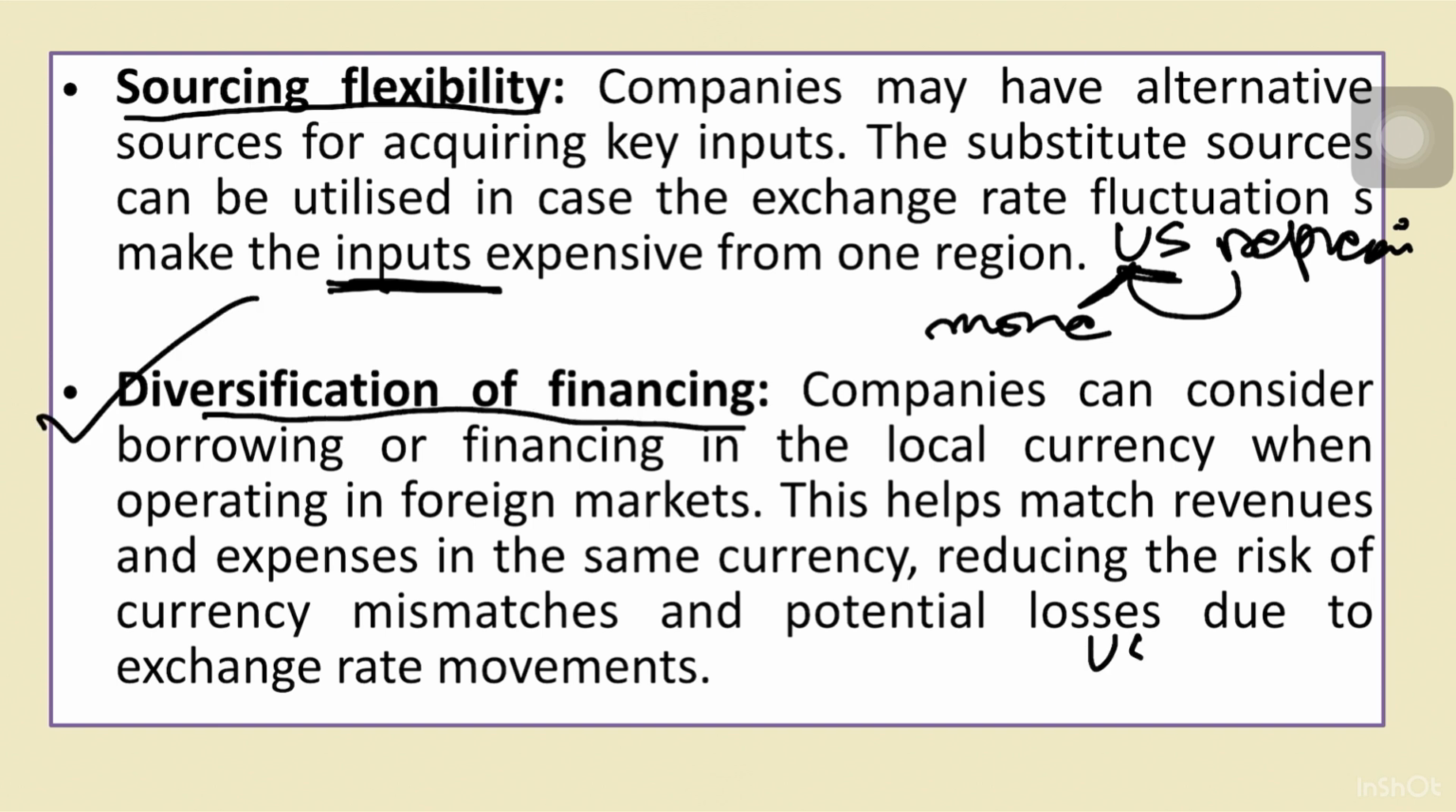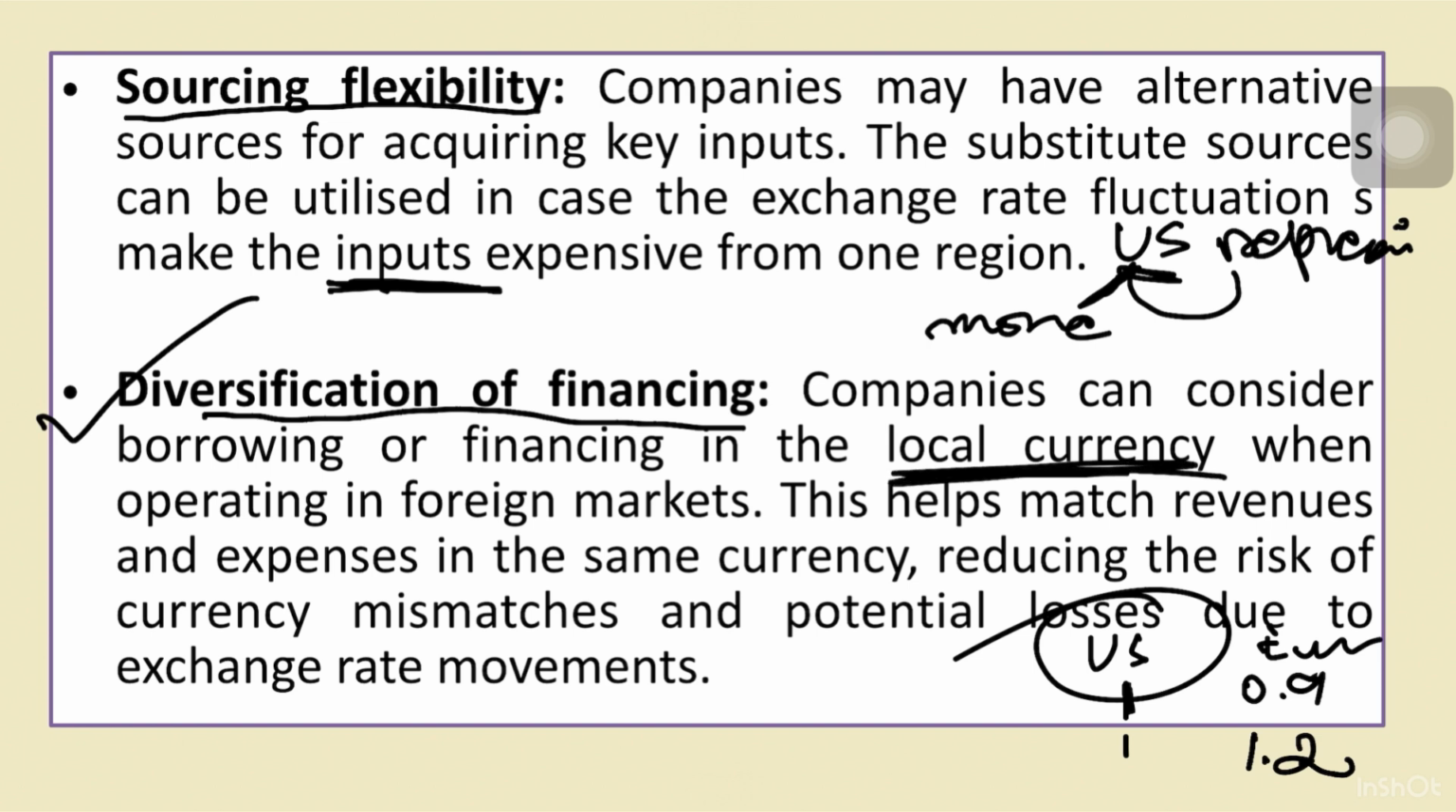And the last strategy under this operational strategy is diversification of financing. We saw that one US dollar was earlier equal to how much? 0.9 euro. And now the same US dollar is for 1.2 euros. Okay, so in this case, what this company can do is that it can acquire the loan or finances either in local currency or from some other country where the rate of interest is less, right? And from where it can get more finances.